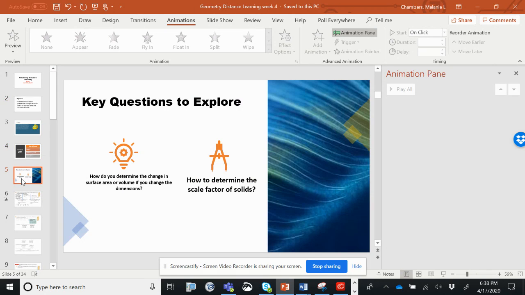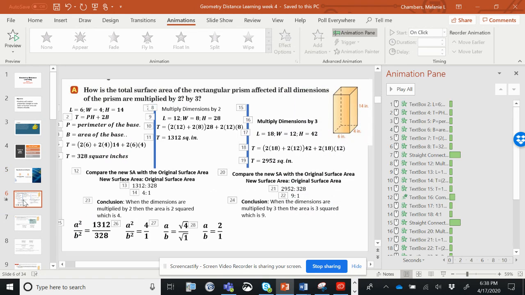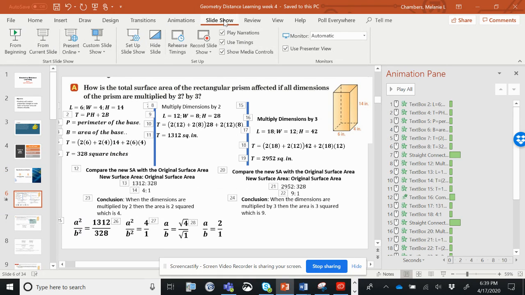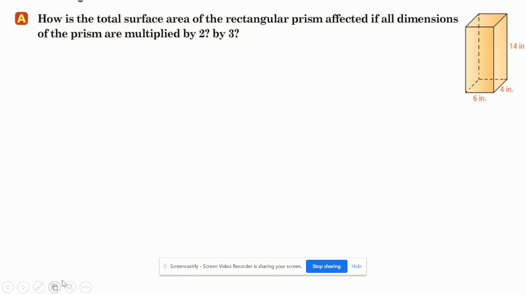The type of questions you will be asked is, how do you determine the change in surface area or volume if you change the dimensions? And how to determine the scale factor of solids. On this particular slide, I have all the answers here. So what I'm going to do is present from this current slide step by step.